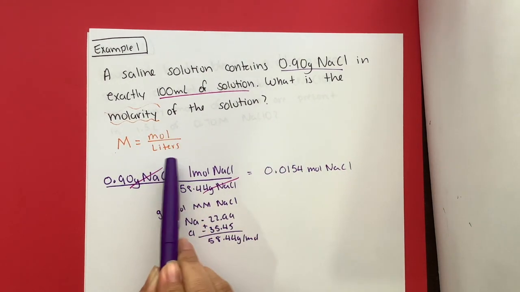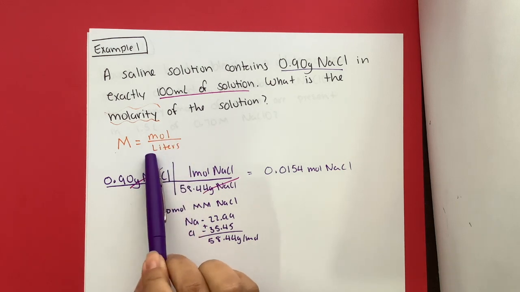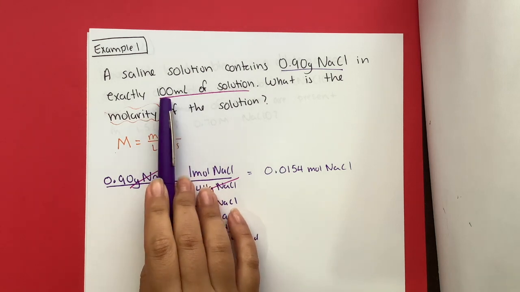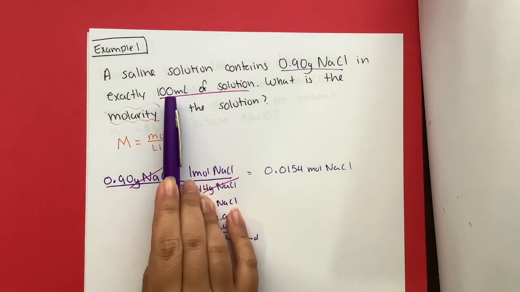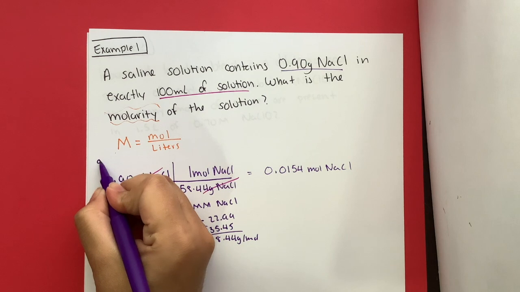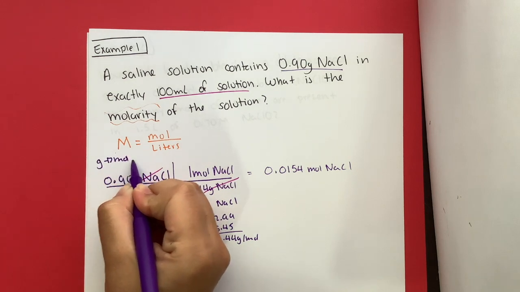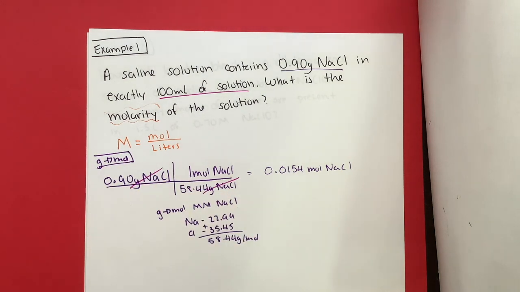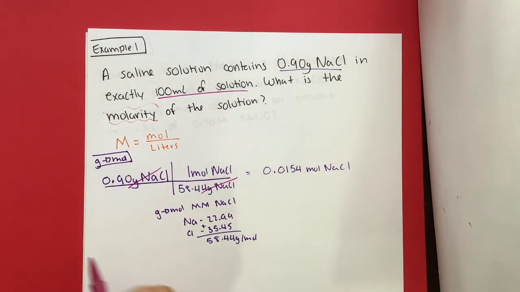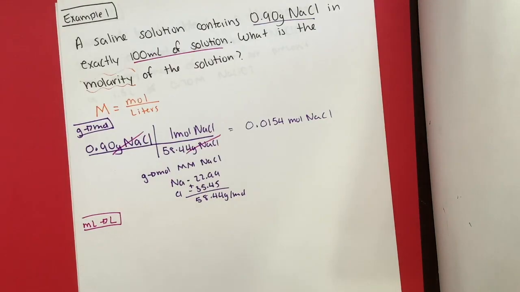Now in the bottom, we see that the unit is liters. The information is giving us 100 milliliters. So my second step: here I went from grams to moles, in order to get the moles to put on top of the equation. In the bottom, I need liters. So now I'm going to go from milliliters to liters. And we did this at the beginning of the year.